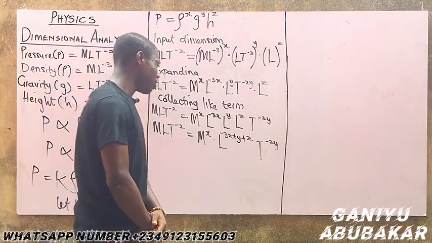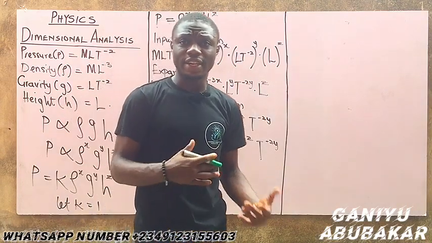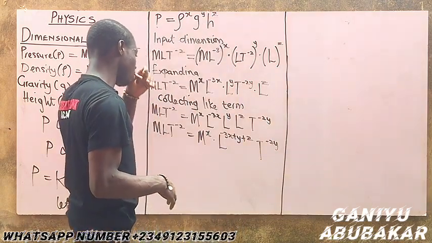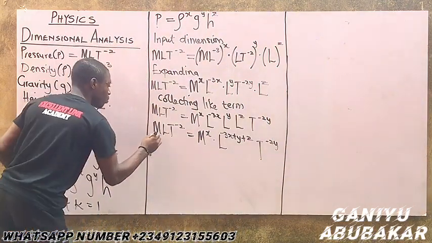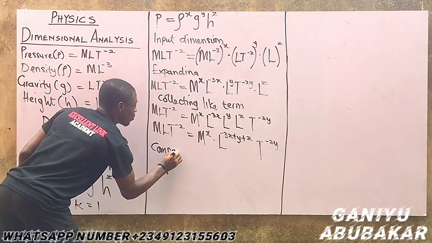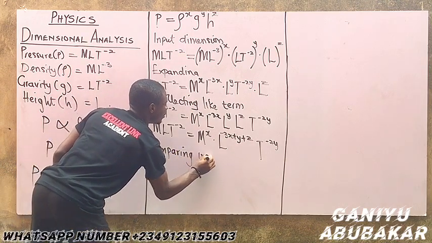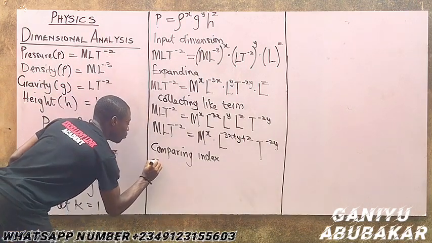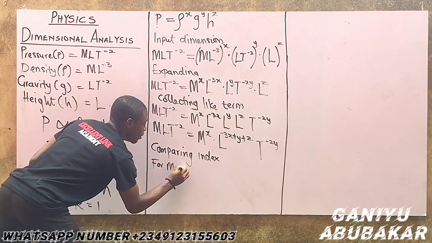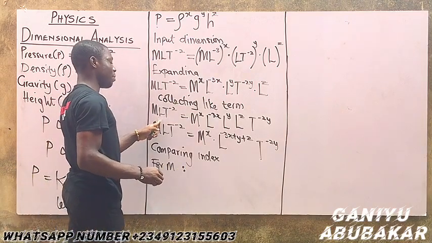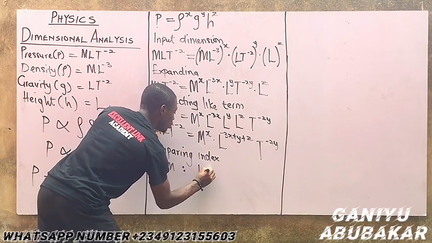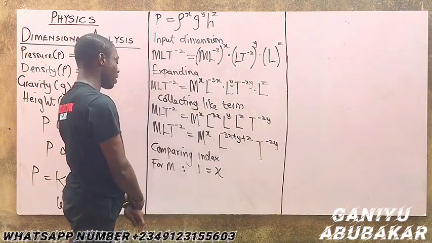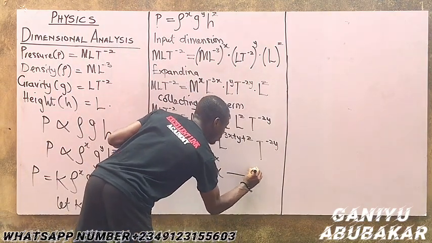At this point, my next task obviously is to what? Is to compare index. Look at the procedure. Follow the procedure and you're there. Next task here is what? Comparing index. To compare my index, let's start with M. For M, what am I having? What's the power for M here? That's 1. I have 1 to be equal to, what's the power for M here? I have x. So I'm here. That's my first equation, equation 1.